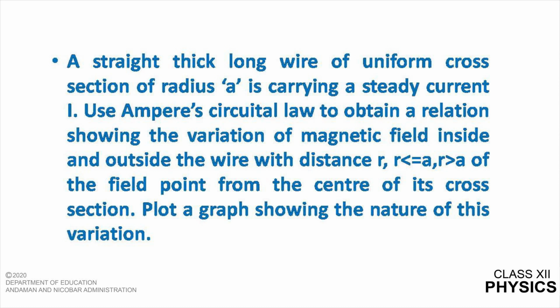So once again the question is a little typical one. A straight, thick, long wire of uniform cross section of radius A is carrying a steady current I. Use Ampere's circuital law to obtain a relation showing the variation of magnetic field inside and outside the wire with distance r, r less than A, r equal to A, r greater than A of the field point from the center of its cross section. Plot a graph showing the nature of this variation.